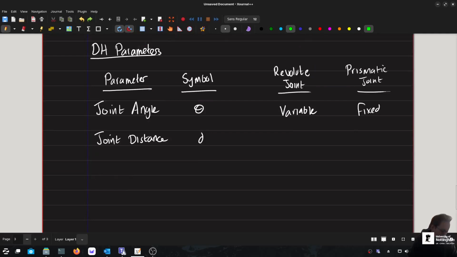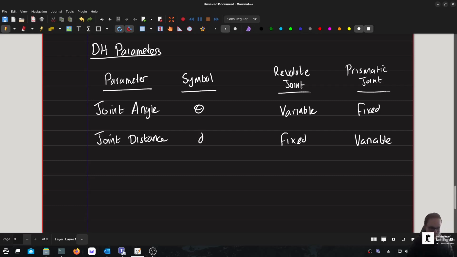So you can tell in this case that for a revolute joint, there's no extension to the joint, so this would be fixed. But of course, in a prismatic joint, we can extend that. We can push it along or retract it. So this would be a variable.